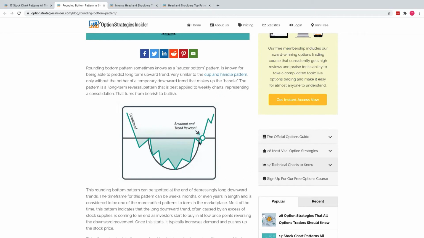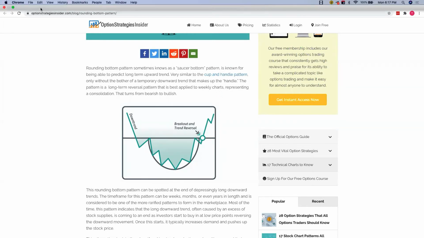This cup and handle will not look like a cup when you look at the chart. But you should have that view of visualizing it as a cup and then taking it in. Okay? That's what it is.